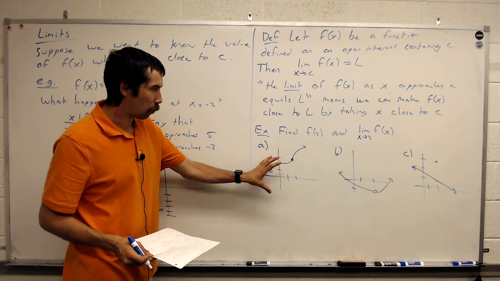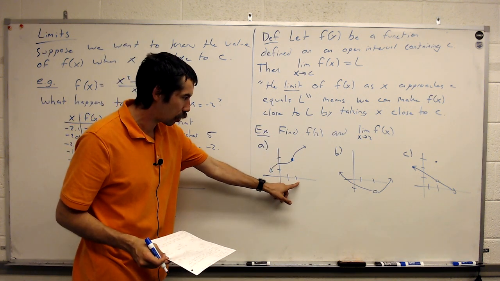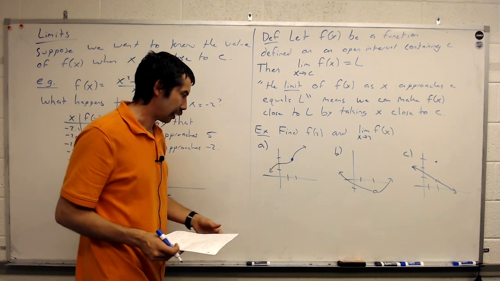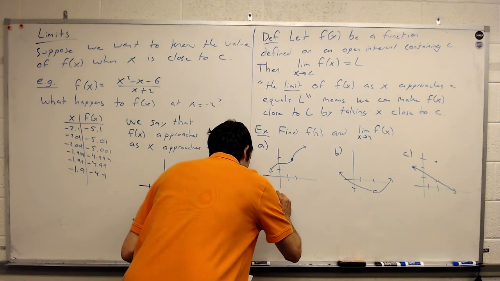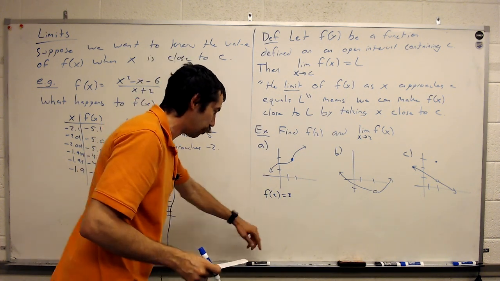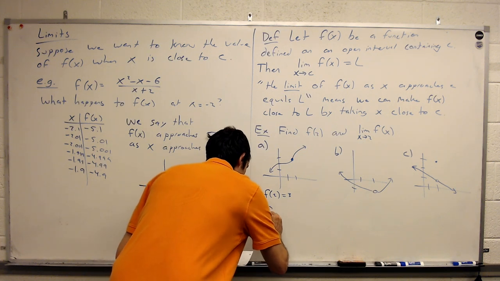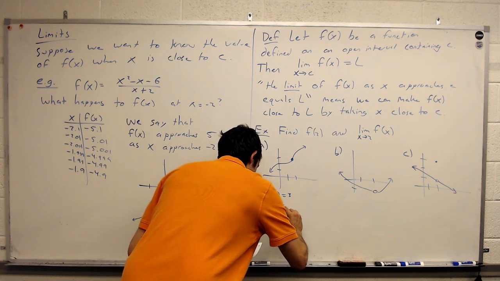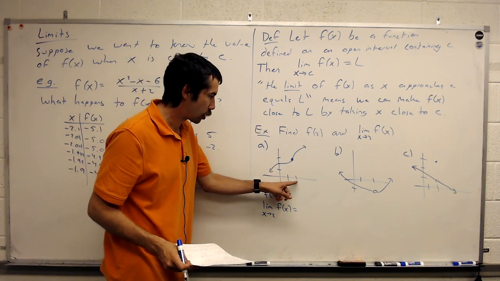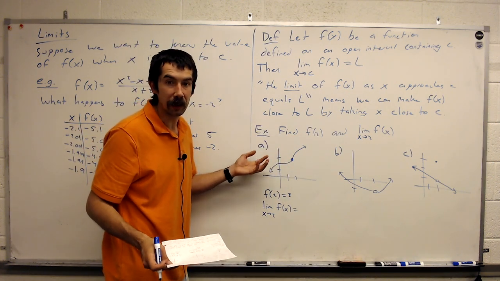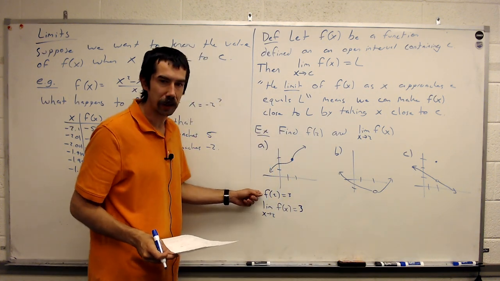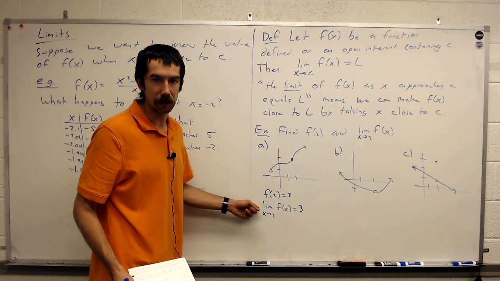In this first one, we go to 2 and figure out what the function's value is at that point. It's 3, so f of 2 is 3. And to find the limit as x approaches 2, what's happening to our function as we get close to 2? The function is still close to 3. So here our function value is 3, and our limit's value is also 3.